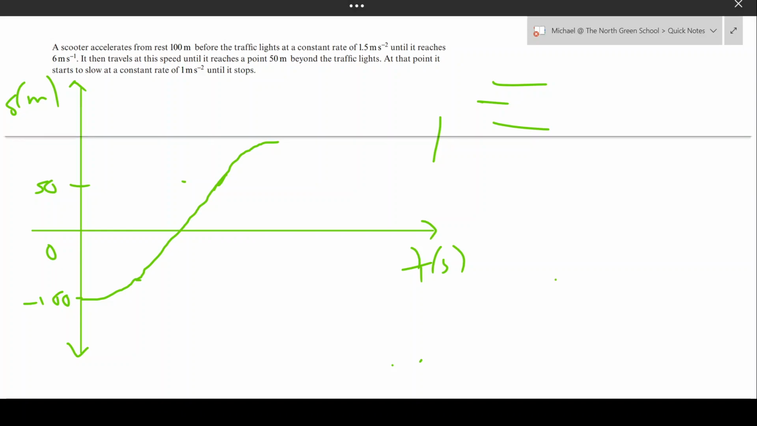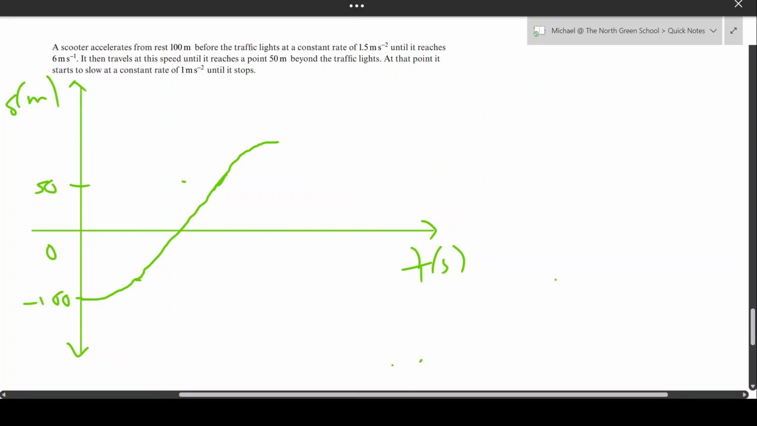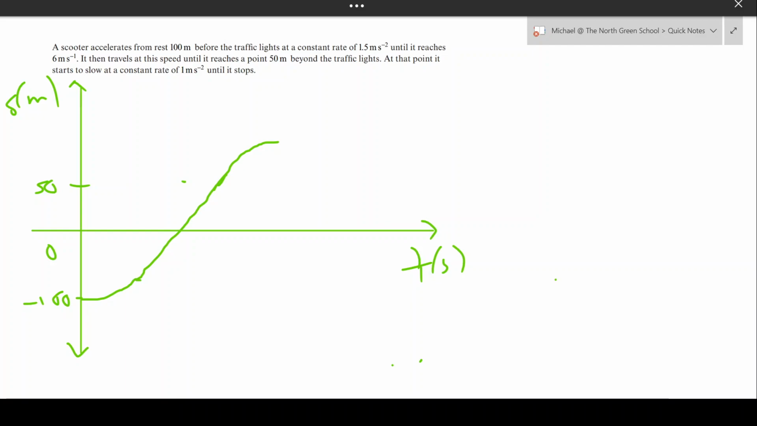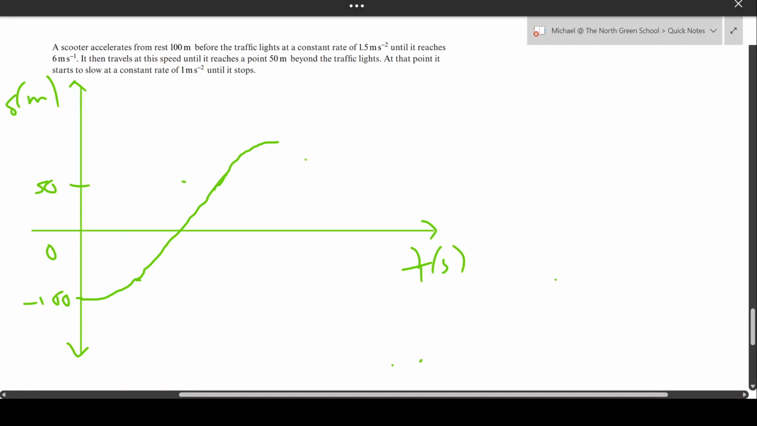Now we need to get some figures. We need to get the time at which it finally stops. We need to get the time at which it gets to 0 displacement. Those are the most important times here. So how can we do that? Let's see. Let's start with the first few seconds.